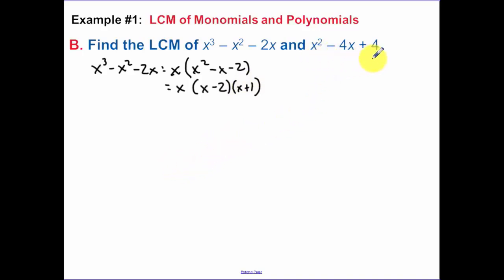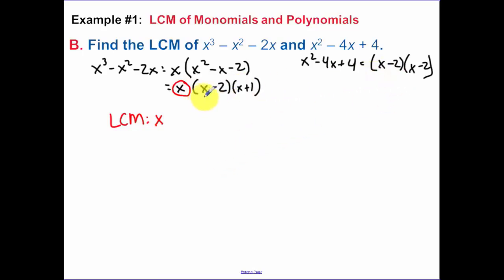Okay, this other one, x squared minus 4x plus 4. That's a perfect square trinomial, so that's going to be x minus 2 times x minus 2. Now again, your least common multiple has to have everything that's in both denominators. So I have an x in this denominator. I think about them as denominators, honestly. I have an x here, so that's part of my least common multiple.